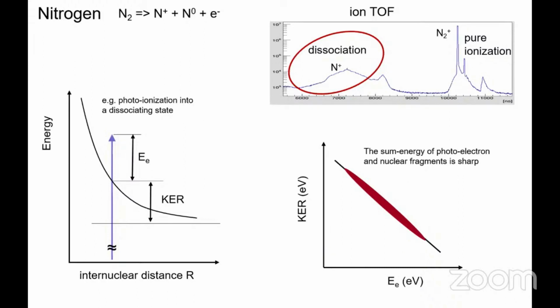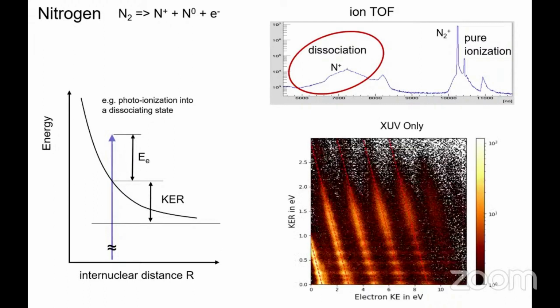And then if you look at what's going on, if you come from the ground state, you ionize, you dissociate, and what is now the new quantity that is conserved? This is some energy: the sum energy of the photoelectron plus the kinetic energy of the fragments. So you should see, when you plot electron energy versus the KER, diagonal lines, and here they are, very nicely.